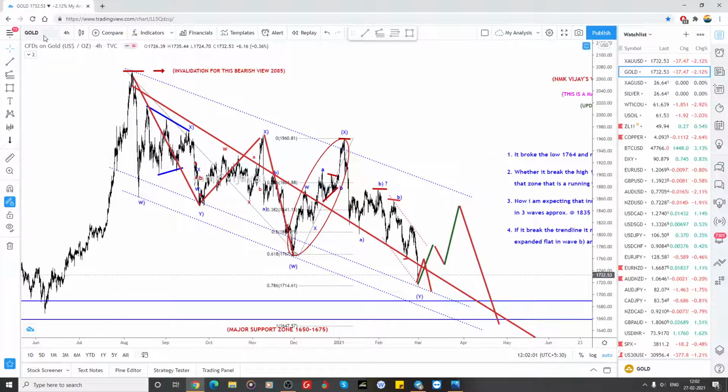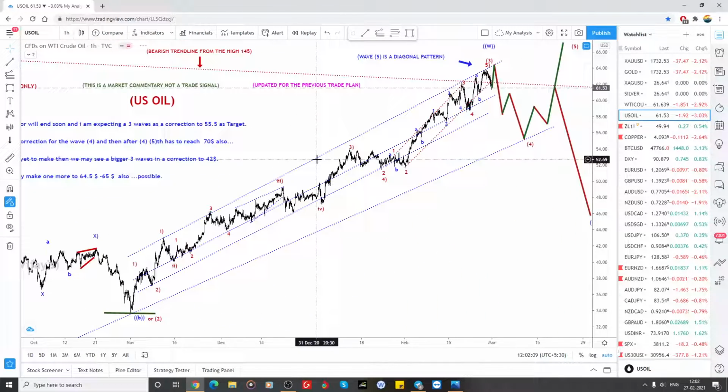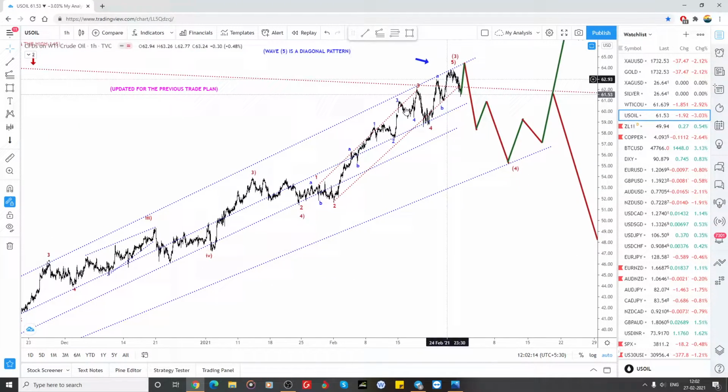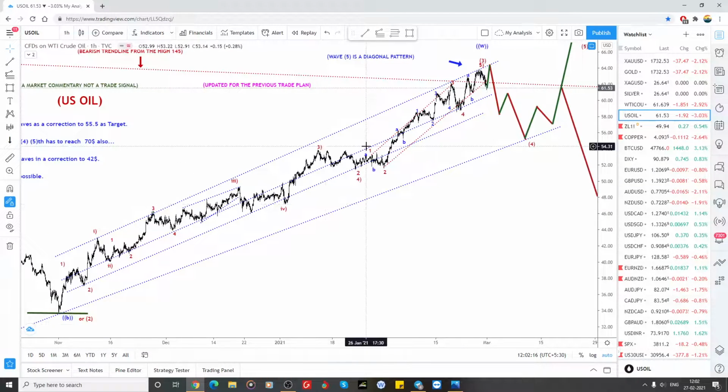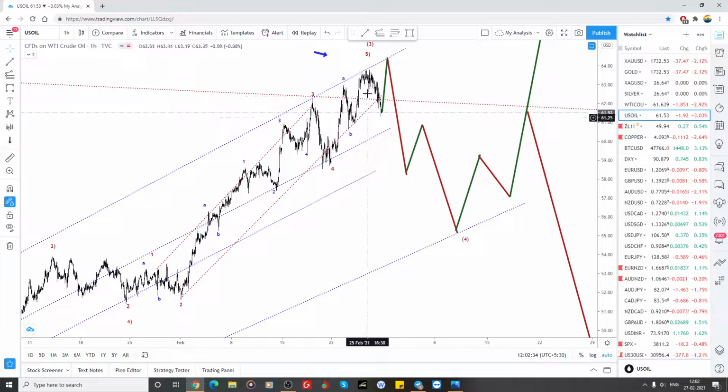So I think one more thing is US oil. US oil also, in the past I made a different count. What I thought here, it's looking like A B C as a 1, ABC as a 2, A B C as a 3 I mentioned here. But that C wave contains 5 waves. So 1 2 3 4 5, it's got extended. So 1 2 3 4, and that fifth wave ABC has 5 waves, which means it has already ended here.